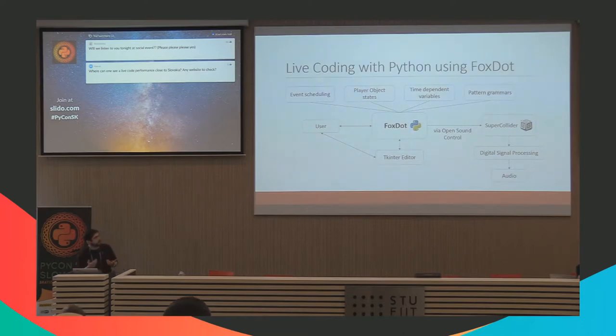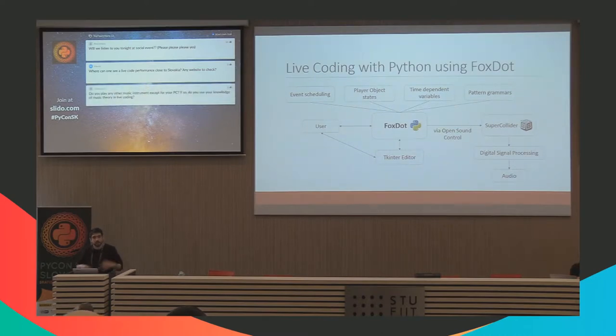So here's a kind of diagram of how it works. FoxDot is a Python library like any other. You can get it from PyPI. But it comes with its own editor that you can live code with, written in tkinter, which the user can use, or they can import FoxDot into their own application if they want to make music.